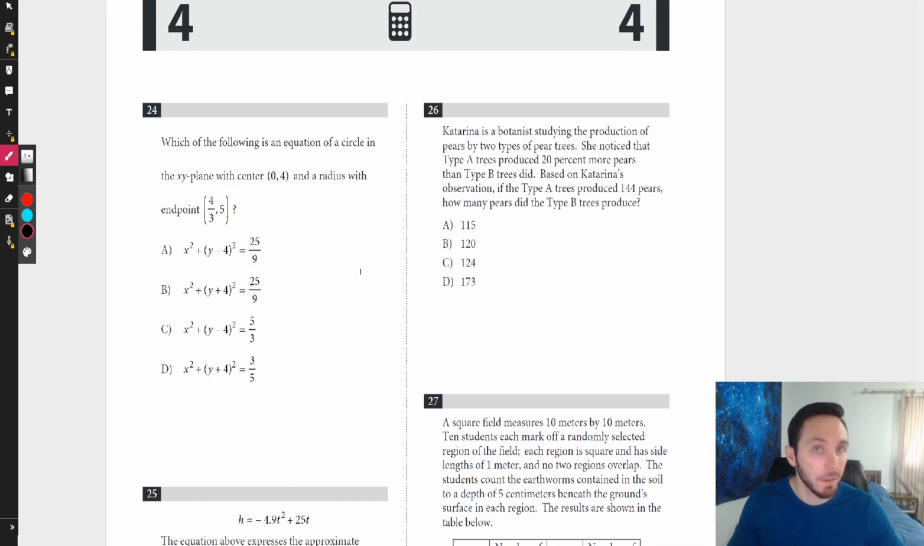Please no reading. Okay, good, no reading. Which of the following is an equation of a circle? So you need to know your equation of a circle. If it has a shift to it, I'll write it out that way: x minus h squared plus y minus k squared is equal to r squared. So h and k is your center, and r is your radius.